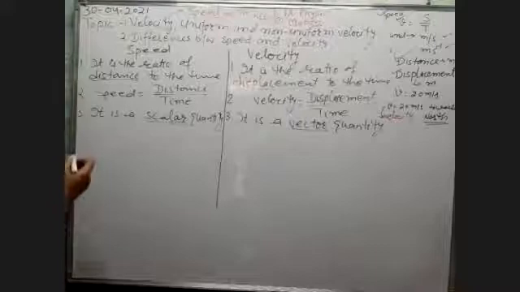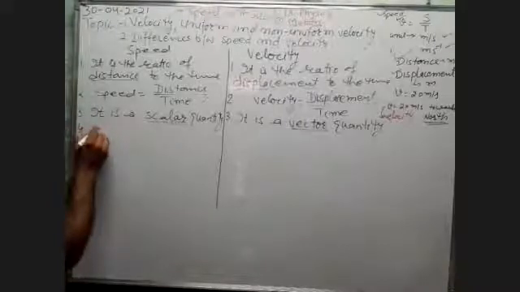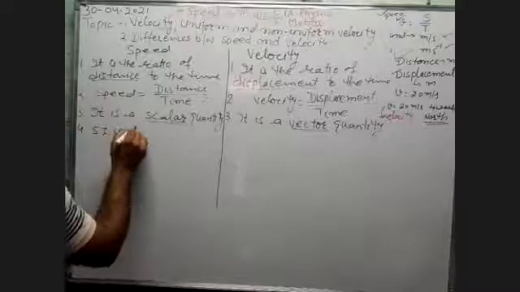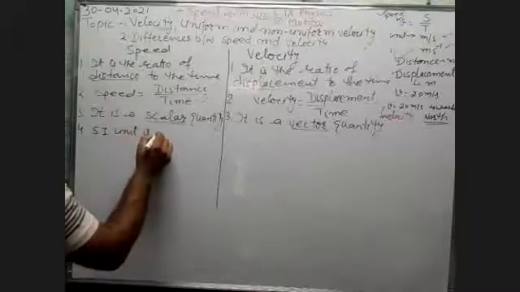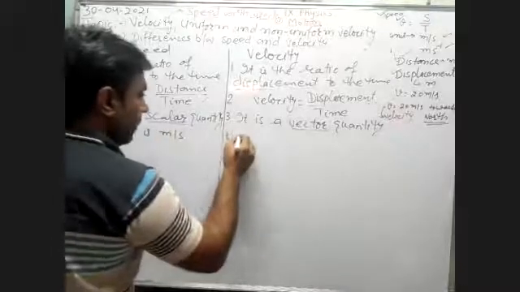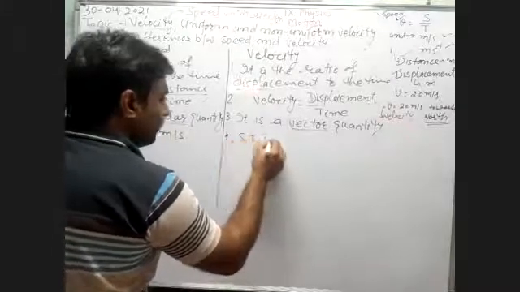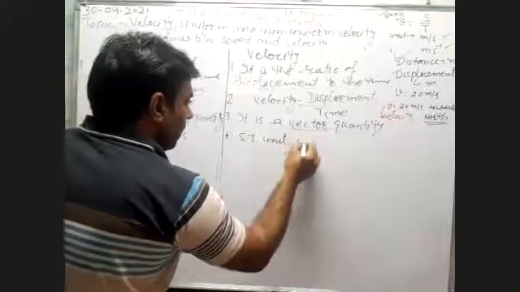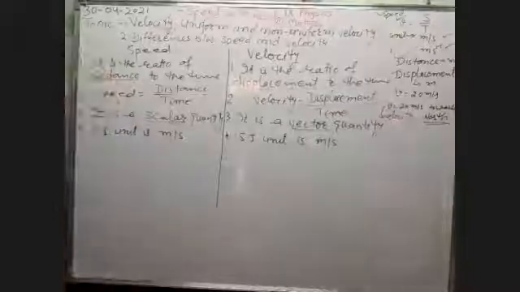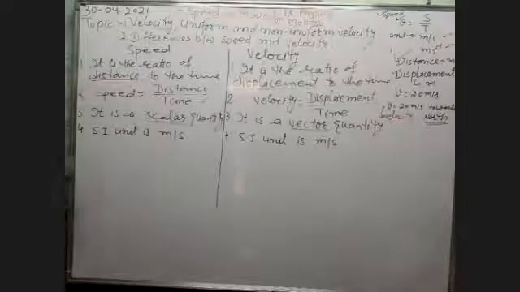Third, we can write the unit. Both have the same unit. The SI unit of speed is meter per second, and the SI unit of velocity is also meter per second. Both have the same unit.